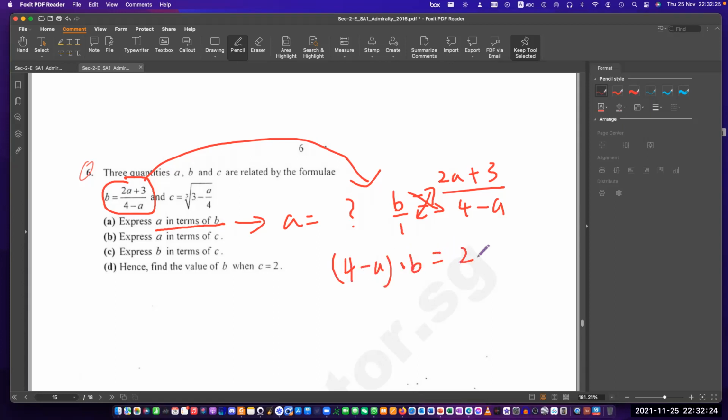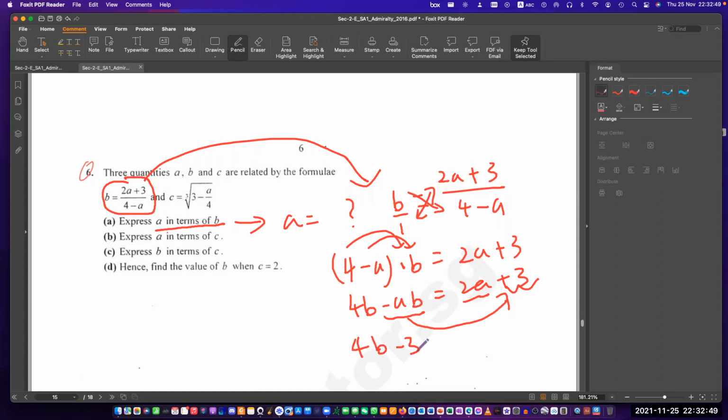This is called cross multiplication. Of course, then you expand it. So it's 4B minus AB equals 2A plus B plus 3. After that, you move all the A together and the non-A to one side. I see the A here, so I move this to this side. And this is non-A, so I move to the other side. So I get 4B minus 3, because this is plus 3. You move it over, becomes minus 3.